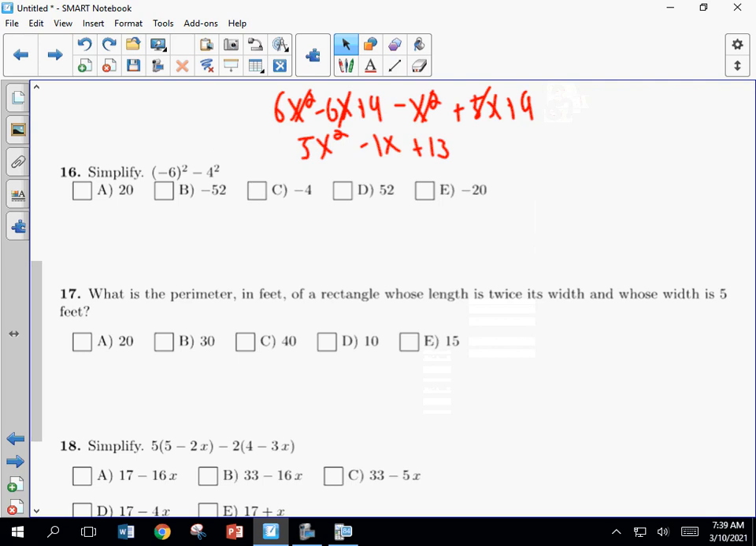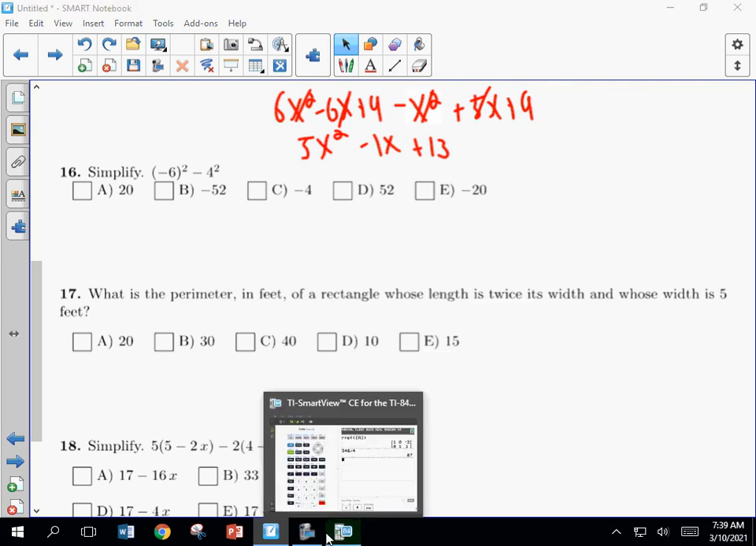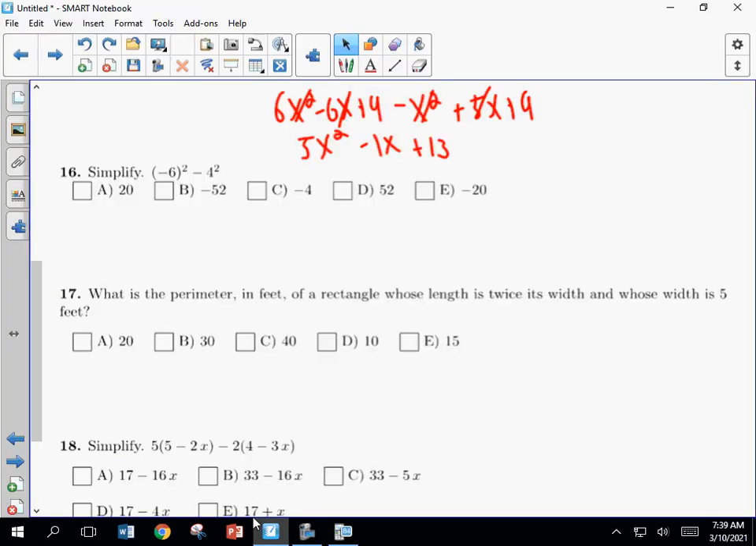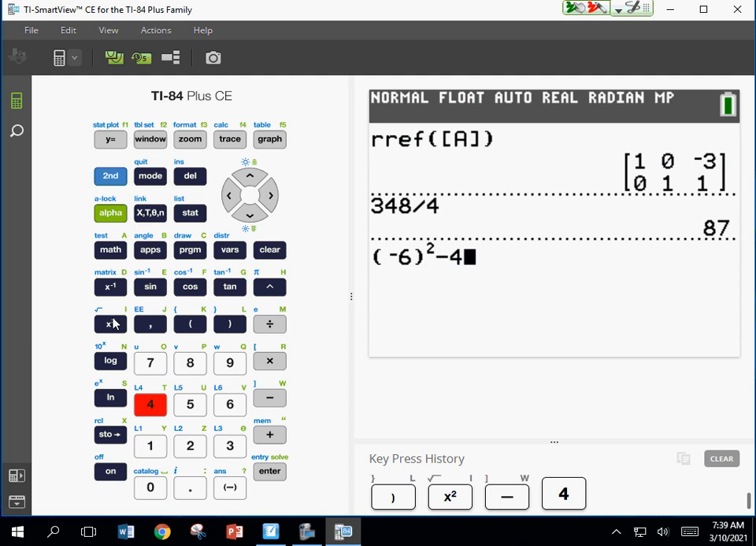Simplify. There's no variables, so you're just going to put it in the calculator exactly the way it's written. Negative 6 squared minus 4 squared. You're going to get 20.